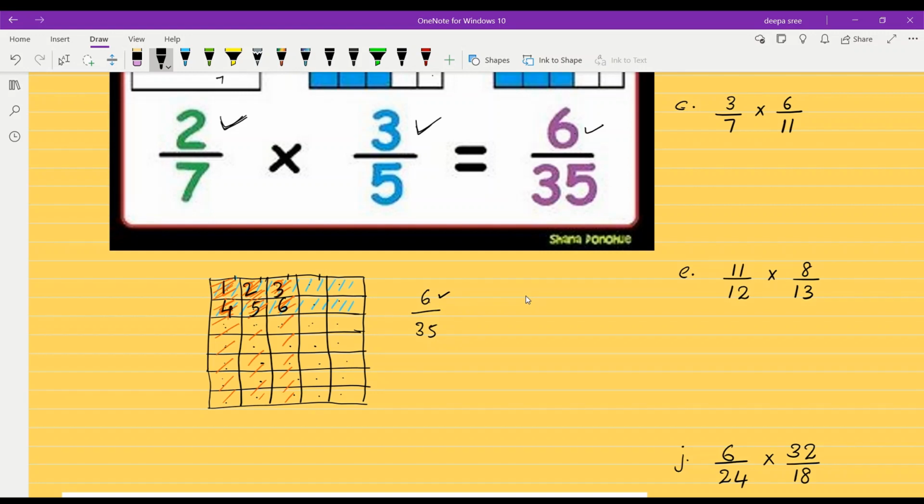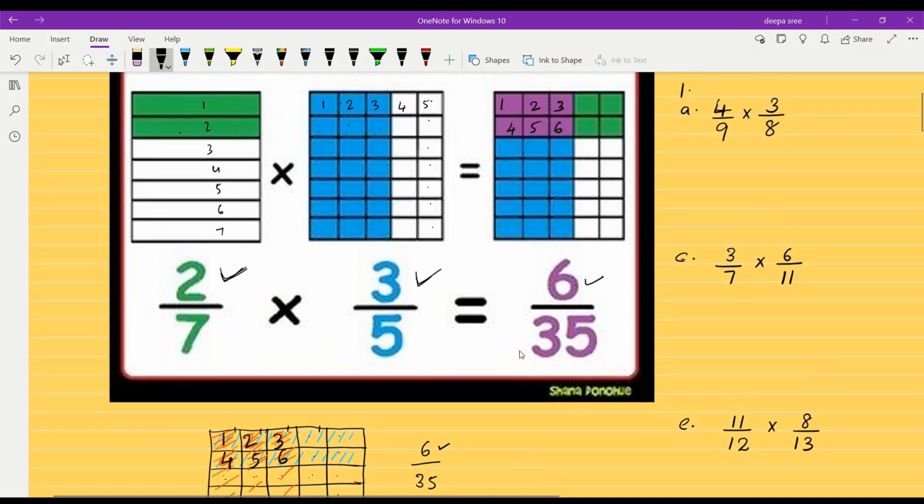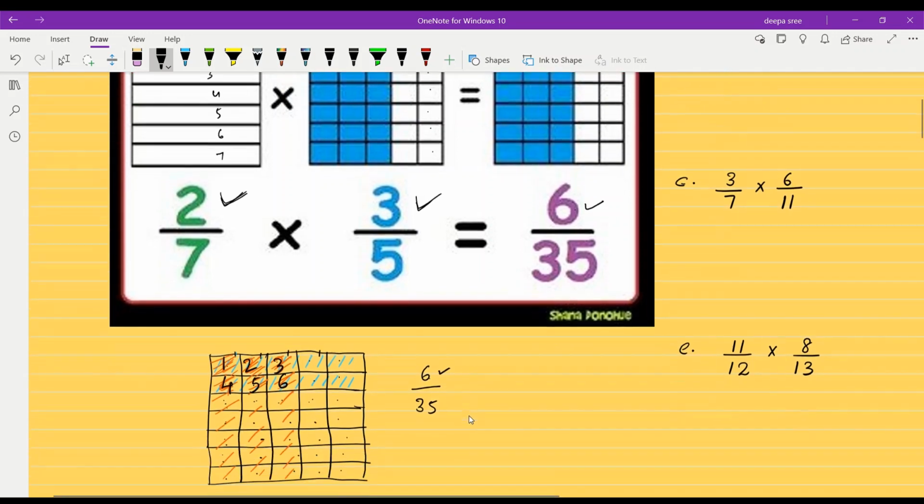This is actually an activity for you to understand the multiplication of fractions by using figures. Here also the same thing I have given, representing the 2 by 7 fraction and the 3 by 5 fraction separately, and how we are getting the 6 by 35 fraction. This is the method of finding the product of two fractions.